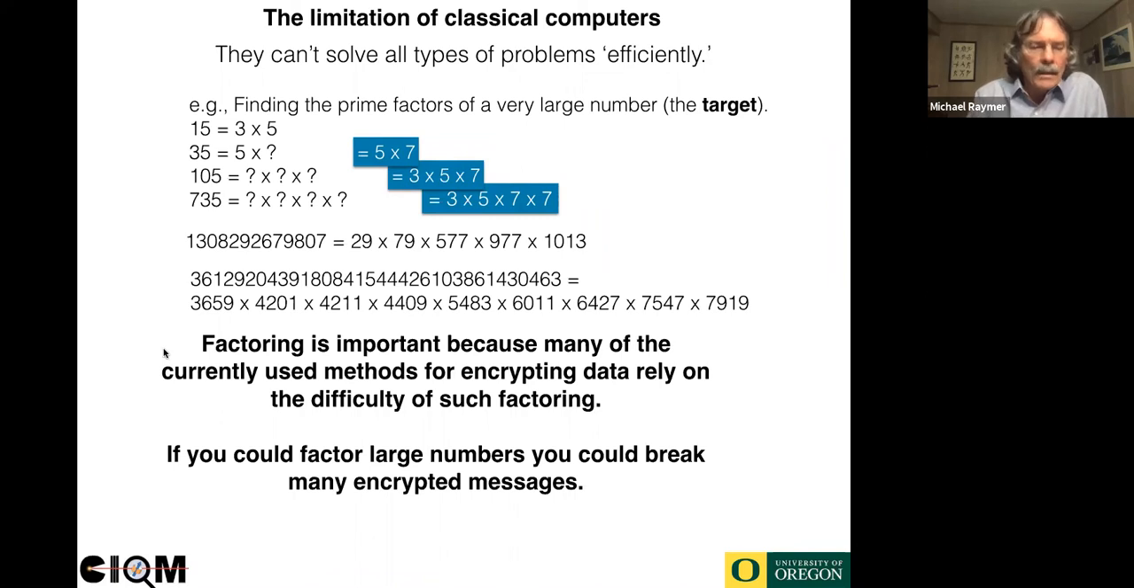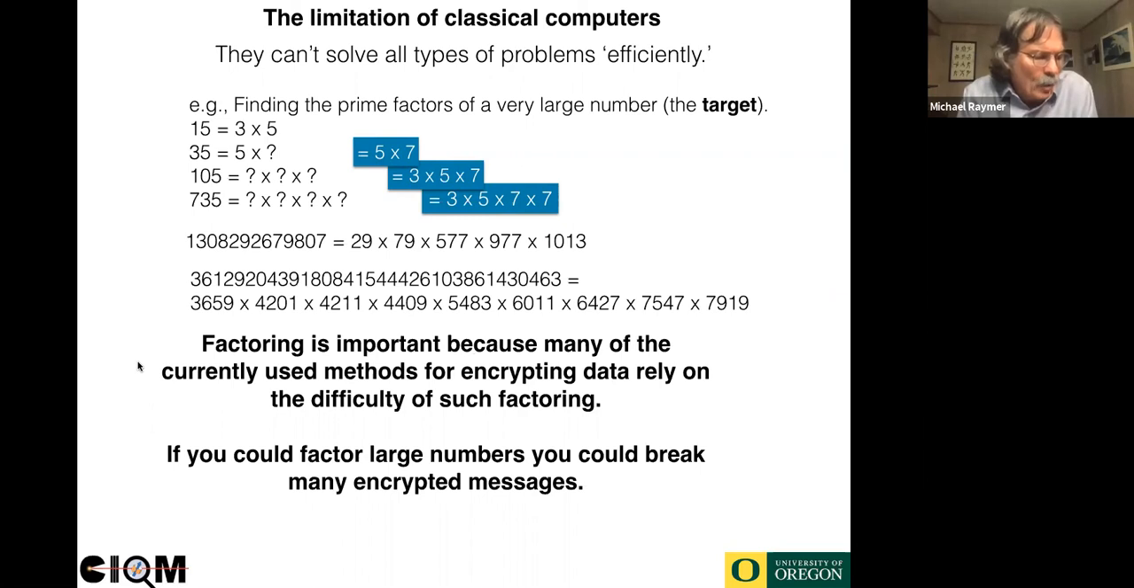Now, it's important because a lot of your encryption on the internet, when you buy an item and put your credit card through the internet, it's protected by an encryption algorithm, which is based on the difficulty of finding the prime factors of a big number like this. So you're pretty safe. Unless somebody had a quantum computer and they saw this number, maybe they could find the factors very quickly.